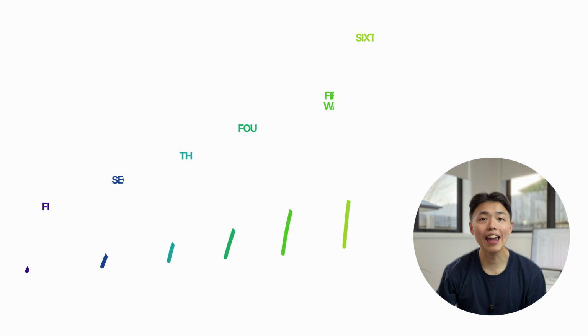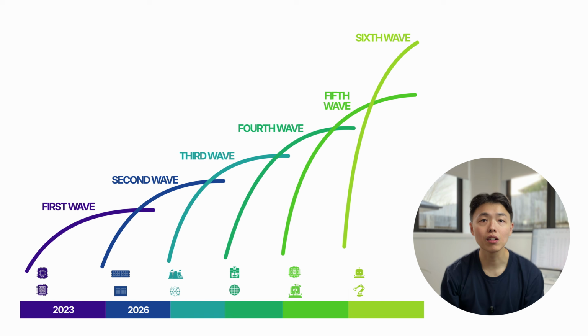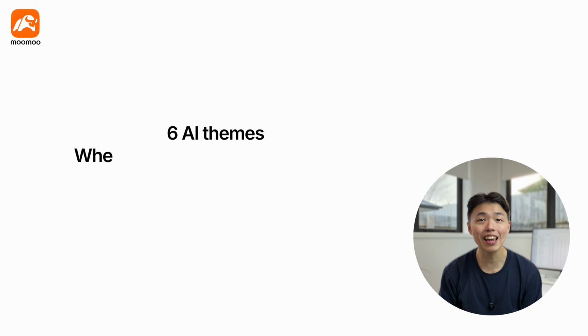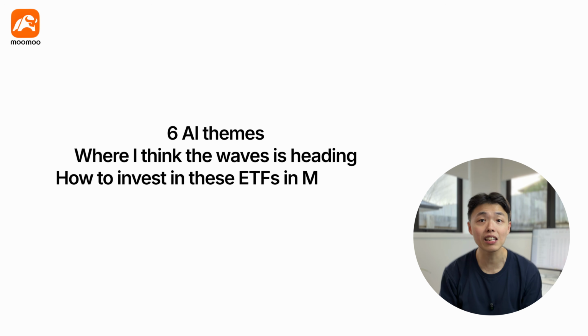This is the point. AI is no longer one theme. It is made out of many themes. Money keeps moving along across the themes, one wave after another. So how do you actually stay ahead of it? In this video, I'm breaking down the 6 AI themes you need to know and where I think the wave is heading next so that you can position yourself early. Throughout this video, I will be demonstrating how to invest in this ETF in Moomoo.